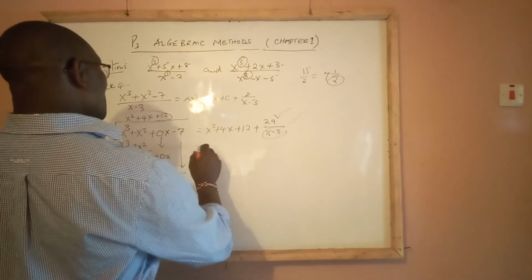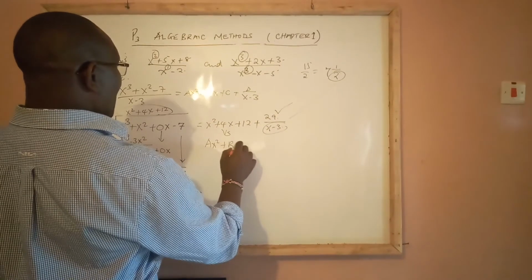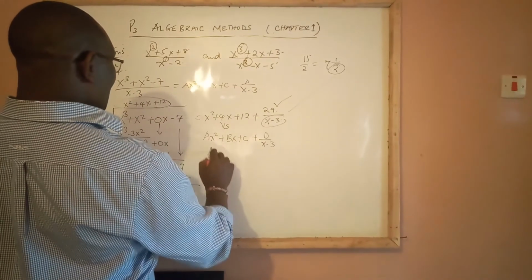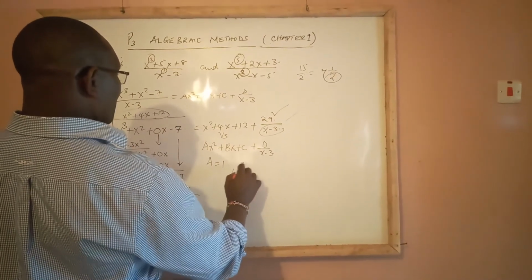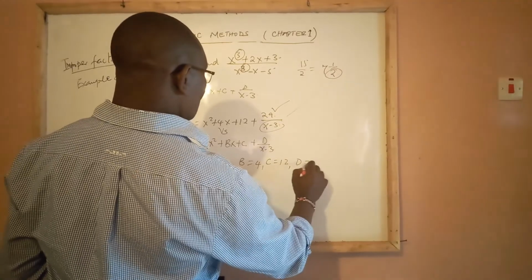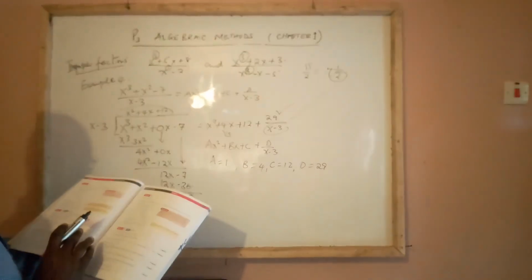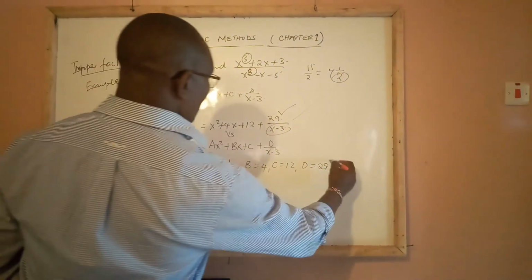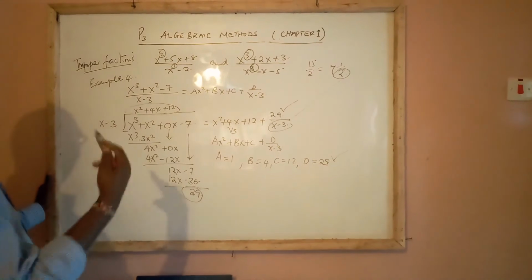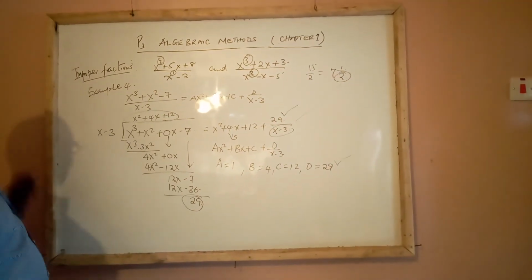So in a nutshell, when you compare this with ax squared plus bx plus c plus d over x minus 3, you can clearly see a is equal to 1, b is equal to 4, c is equal to 12, and d is equal to 29. Okay, please take care of this particular point. When we don't have any index represented, please remember to include it, even though it will be empty, like 0x squared.